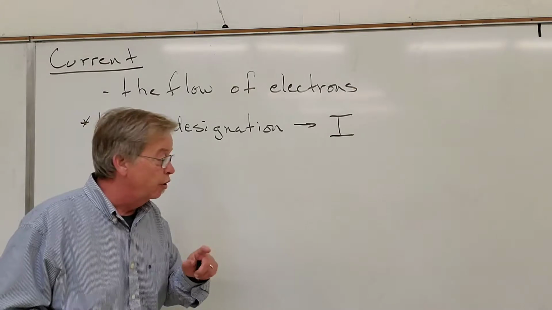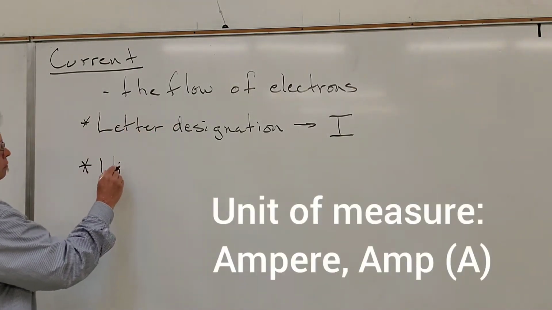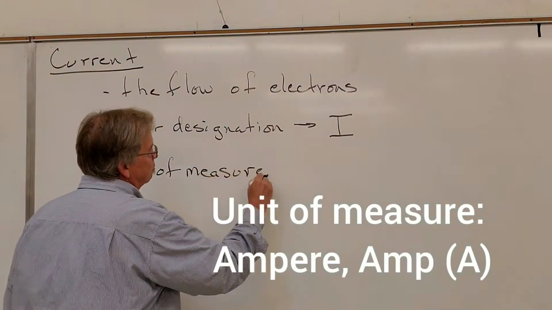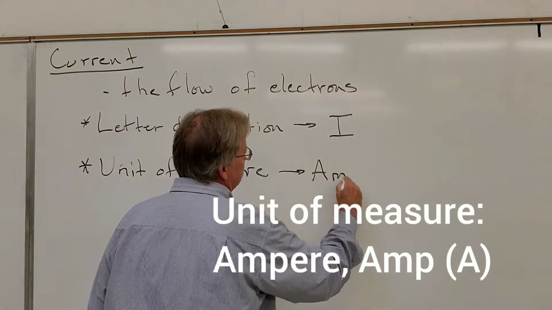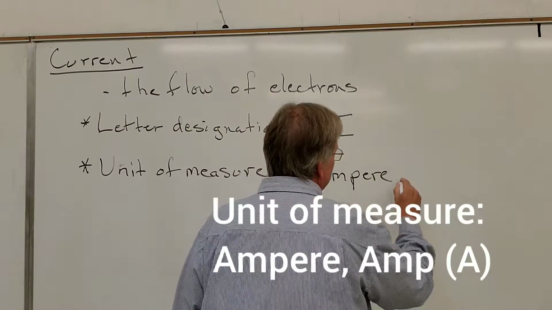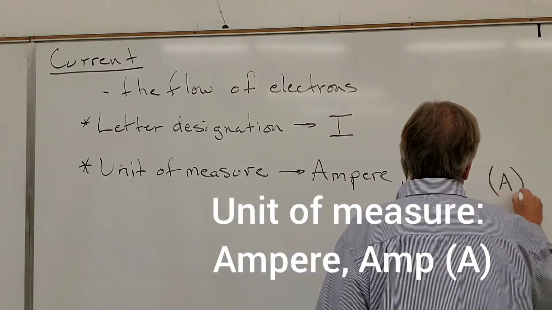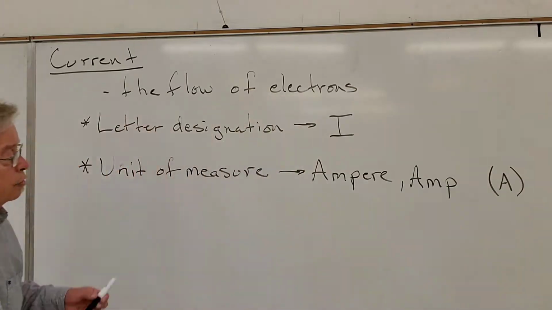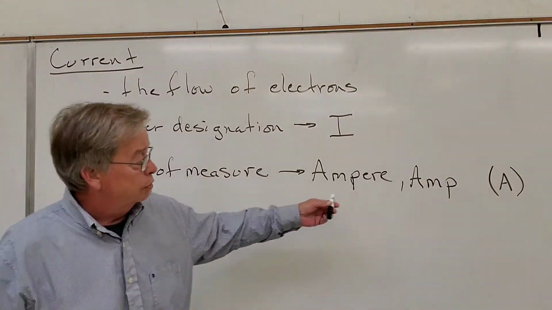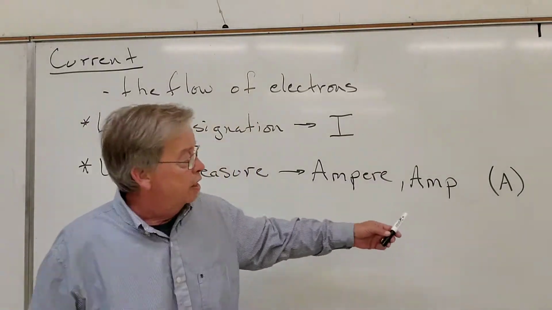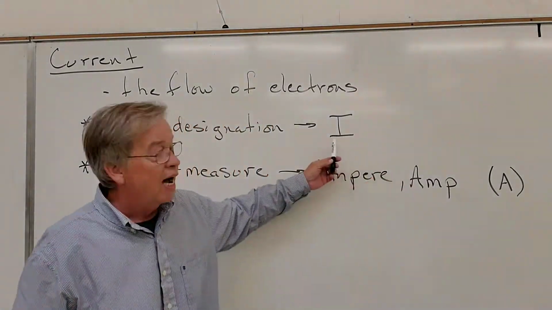The unit of measure for current is the ampere, or short as the amp. And the actual unit behind the number is simply an A. So that tells me if I see a number with A, I need to put that number where the I is in the formula.